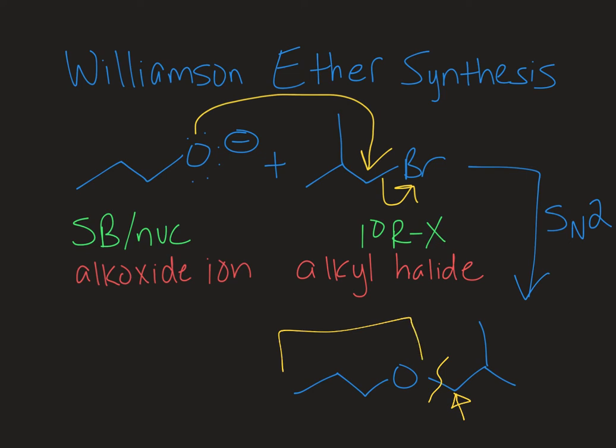So this reaction will work for unhindered systems. So when you have a methyl or a primary alkyl halide, you will see substitution reactions, and you'll be able to synthesize an ether. Let's go to the next slide and we'll look at what happens as my substrate, the alkyl halide, becomes more hindered.